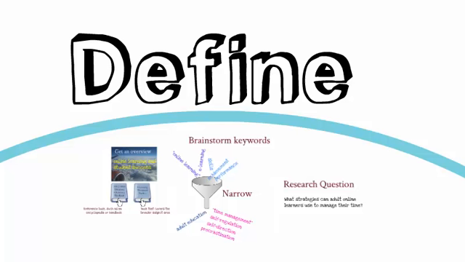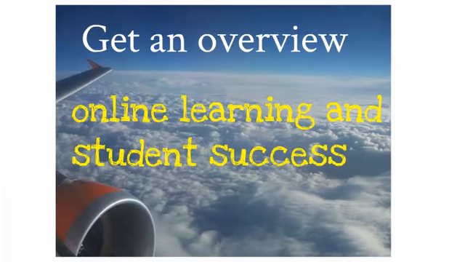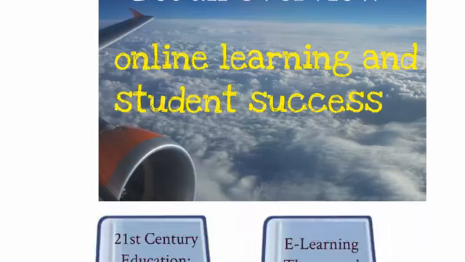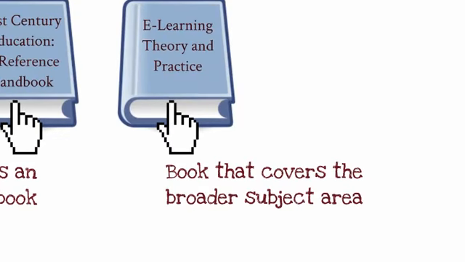In the first step, you're getting an overview of your research topic and trying to define your research question. As an example, let's say that the broad topic is online learning and student success. You may not know a lot about this topic. You may need a big picture view of it. It can be helpful to do some background reading. A librarian can help you find sources that will give you an overview. For example, an encyclopedia or a handbook. You might also start with a book that covers the broad topic area. By the way, both of these are available in ebook form.